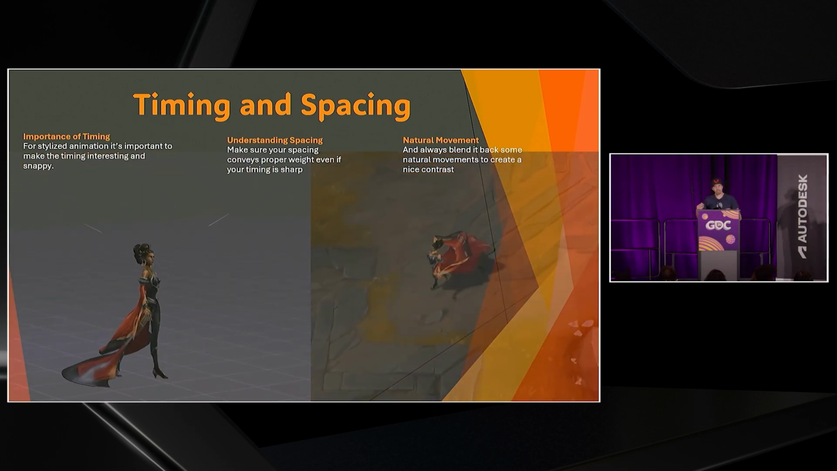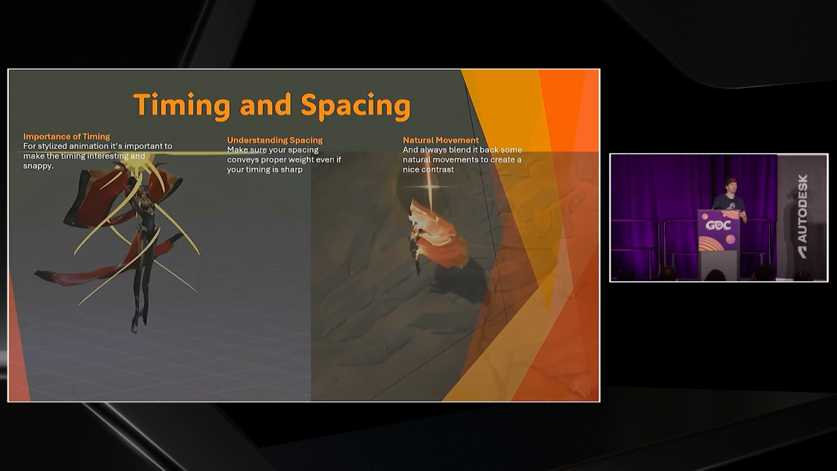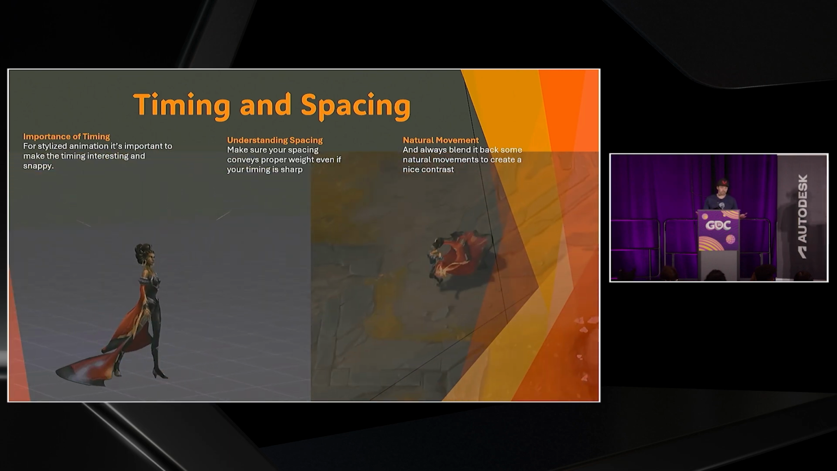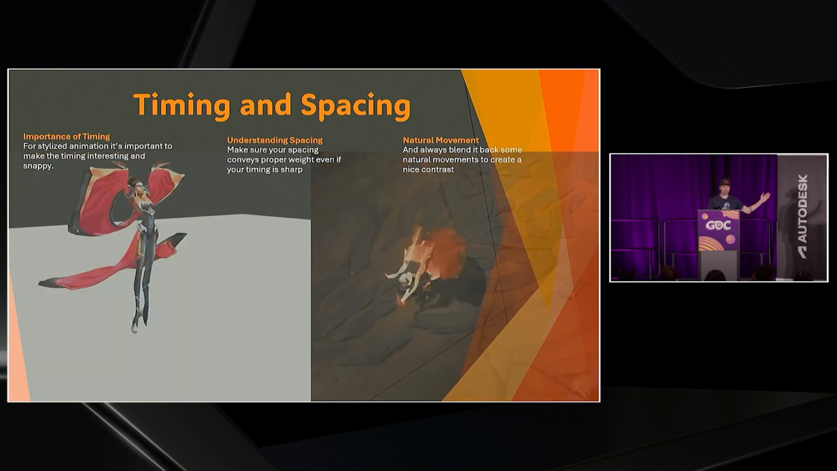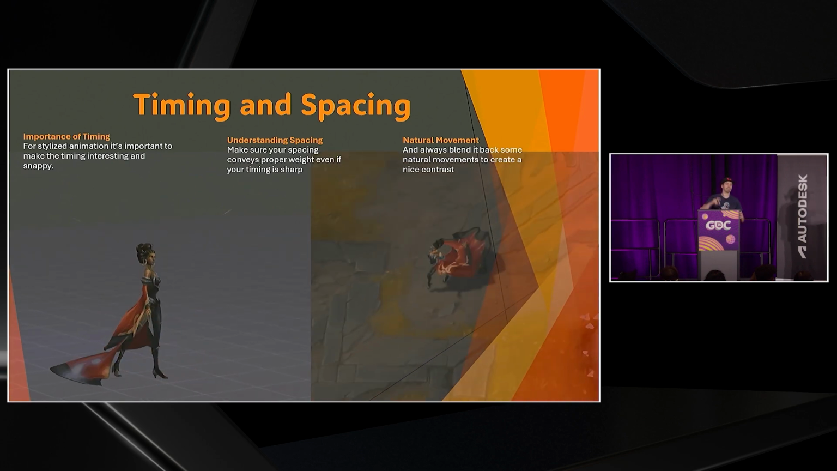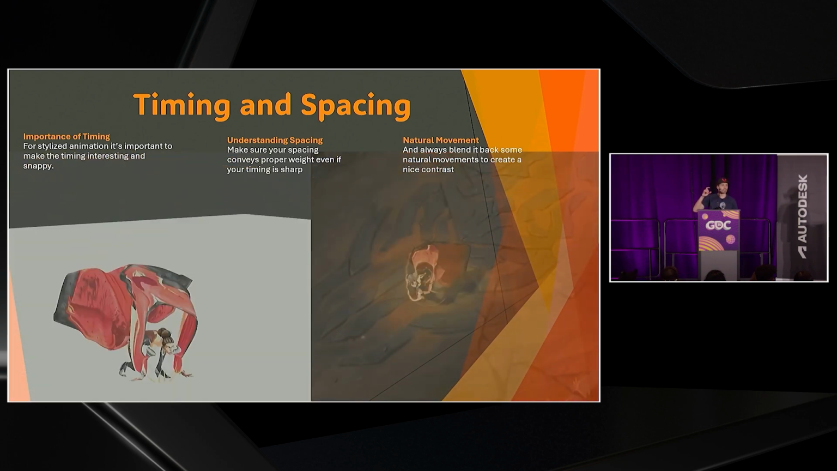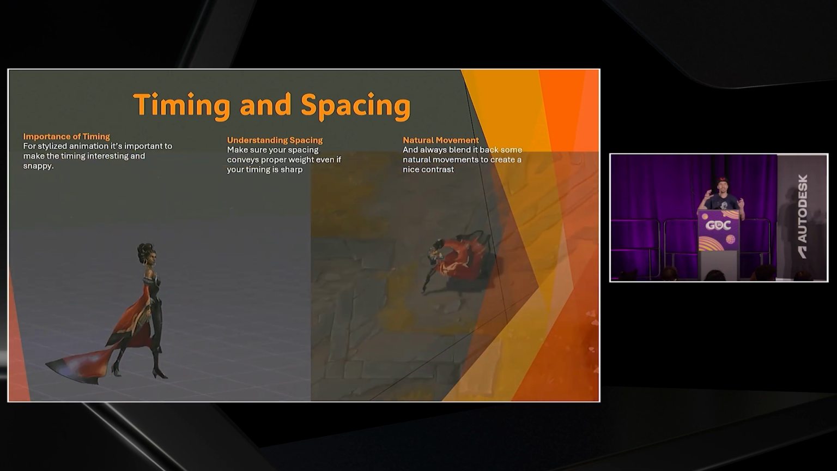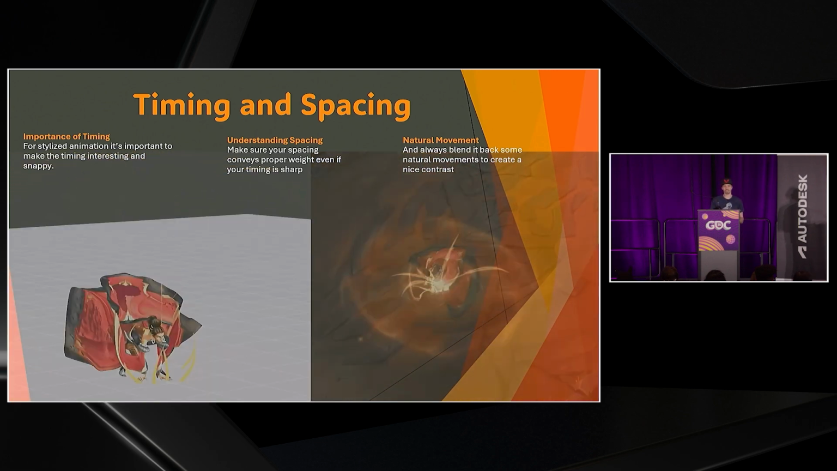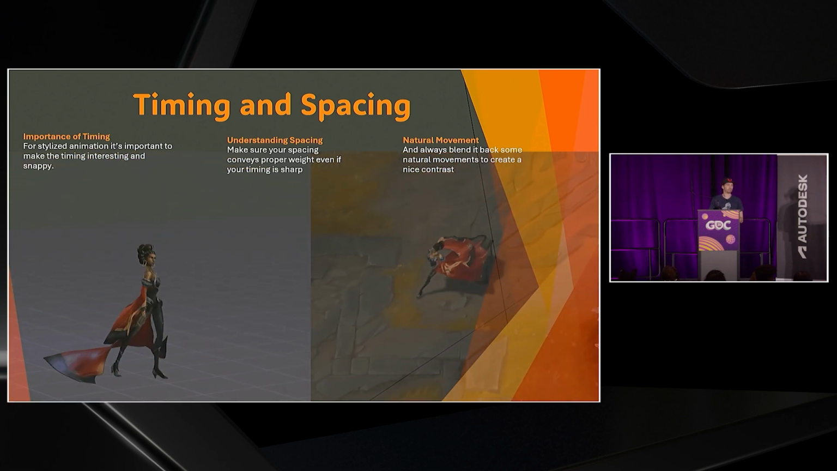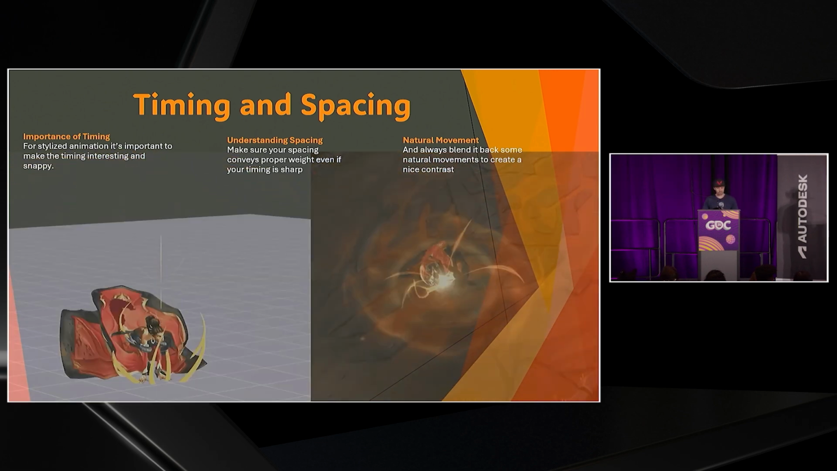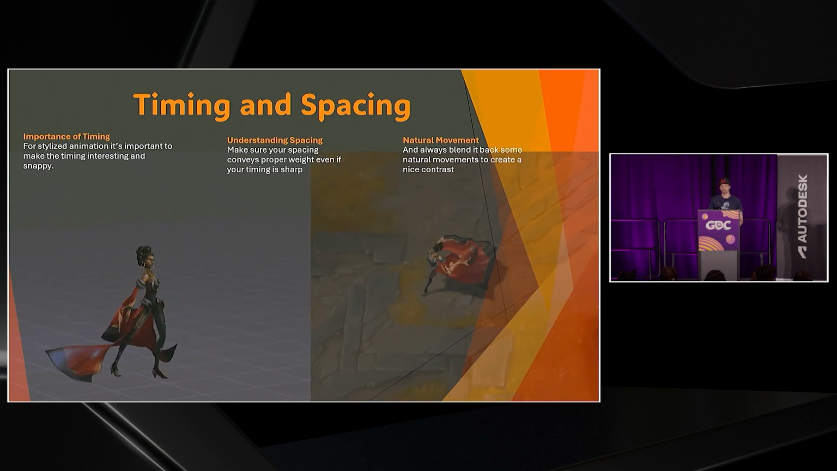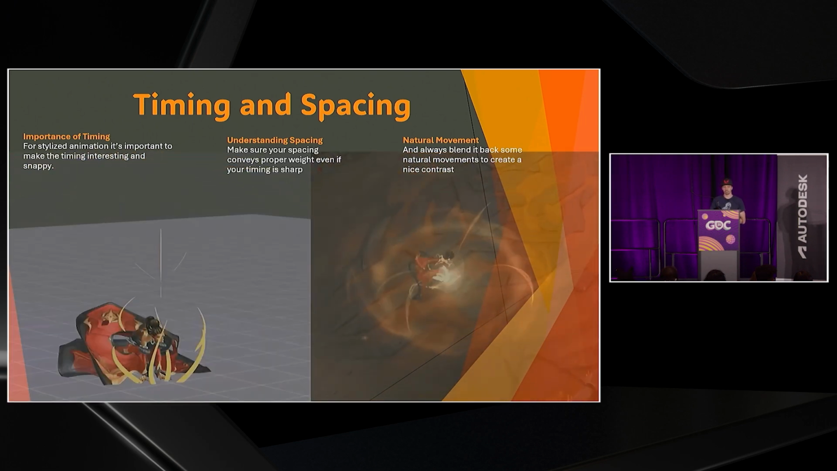Because if you spend more time on the hang time, it's going to convey weight. It's a bouncing ball exercise pretty much on the GIF on the left. It's just a bouncing ball holding a longer hang time and then resolving into the other position. So spacing is super, super important, and always make sure to blend into natural movement.